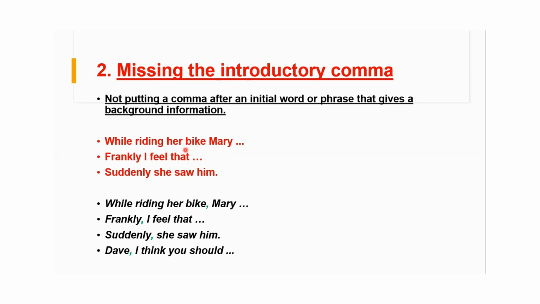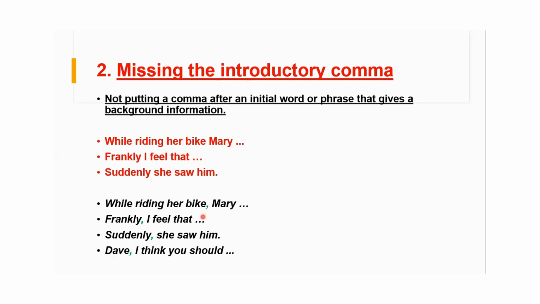That's an introductory phrase, and it requires an introductory comma to separate it so that the person you're writing to, or the person who's going to read your work, will know that the background information has ended. You're now introducing the main information. That's why we call it an introductory comma. You use it even with introductory words like "frankly" and "suddenly." The main information needs to be introduced with a comma. So the correct way will be "while riding her bike," comma, "Mary," then you give us the main information.